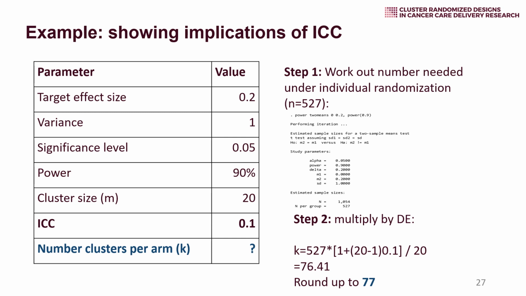We now multiply by the design effect, but the design effect has changed. So it's 1 plus 20 minus 1 times the ICC, which has now increased to 0.1, and again, we divide by 20, the cluster size. And again, we have to round up. It turns out that when we assume the ICC is 0.1, the number of clusters required is 77. So increasing the ICC means that the number of clusters required has increased substantially from around 50 to nearly 80.